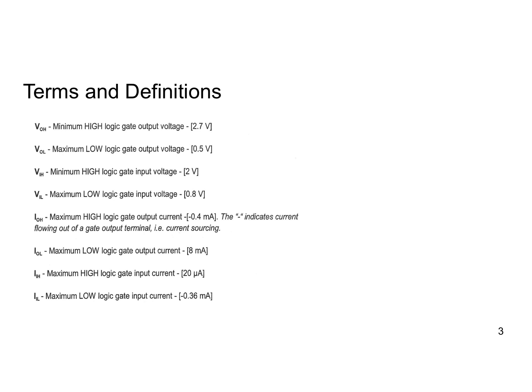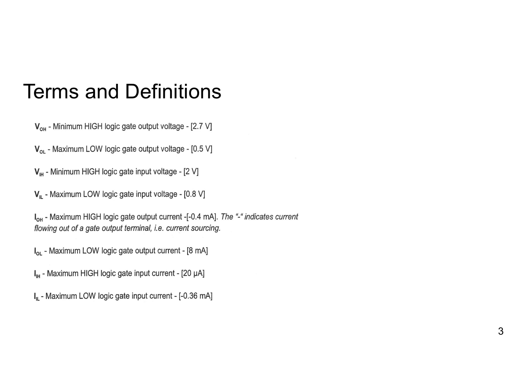IOH is the maximum high logic gate output current. It's minus 0.4 milliamps, sorry, which is 400 microamps. The minus simply indicates, by standard accepted convention, that current flowing out of a gate terminal is current sourcing. It's considered to be negative, and current flowing in is considered to be positive, and that's called current sinking. IOL, maximum low logic gate output current, 8 milliamps.